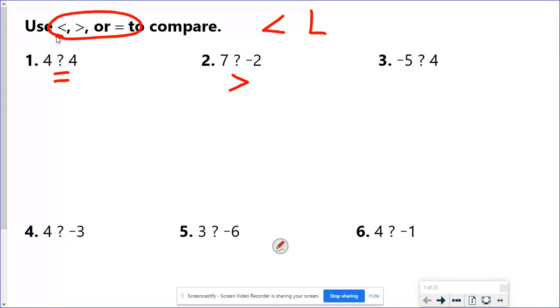In number 3, we've got a negative number and a positive number. Again, positive number is always bigger. So this is the sign. This one is a less than sign. And again, if we would read this, this would be -5 is less than 4. In number 4, positive number is going to be bigger than a negative number. Same thing in number 5, and same thing in number 6.